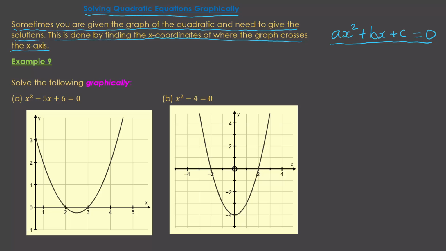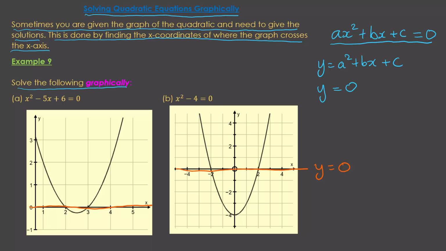Now remember that the x-axis on a graph is the line y equals 0. So when we find the points where the graph crosses the x-axis, we're finding where y equals ax squared plus bx plus c crosses y equals 0. And that's why this works.